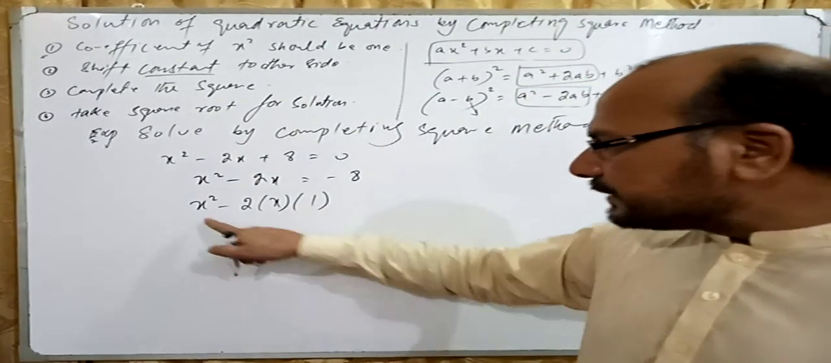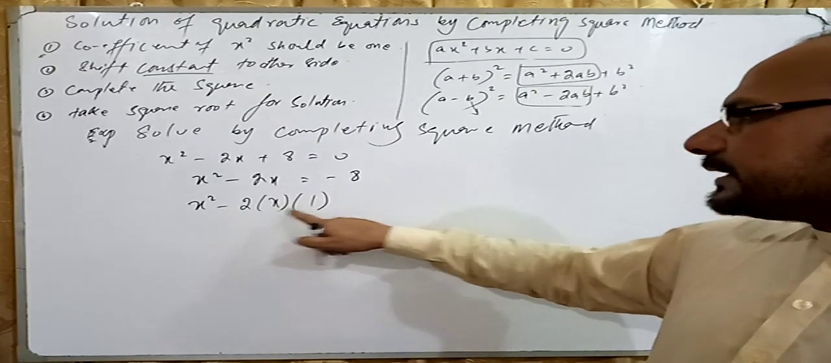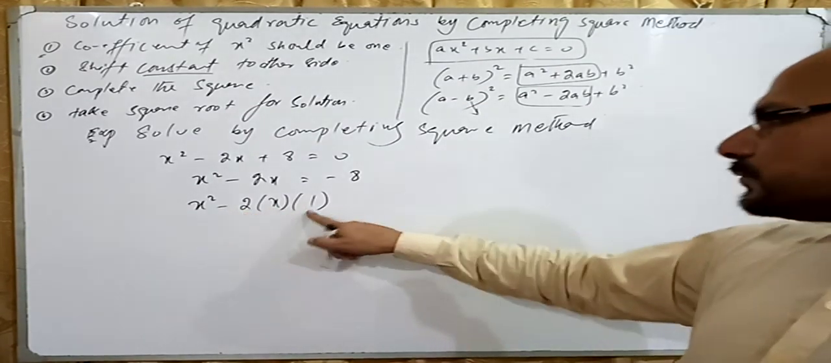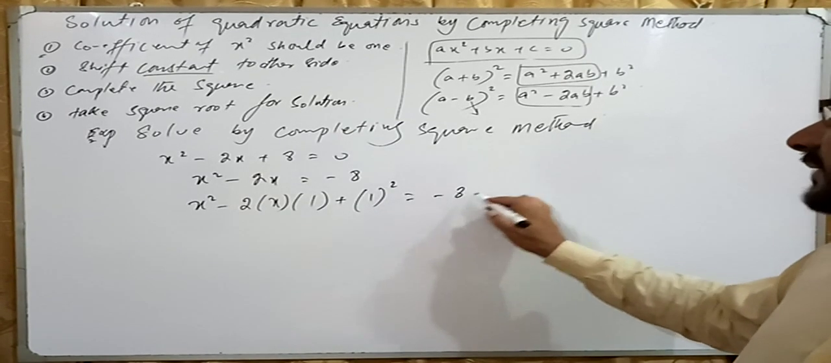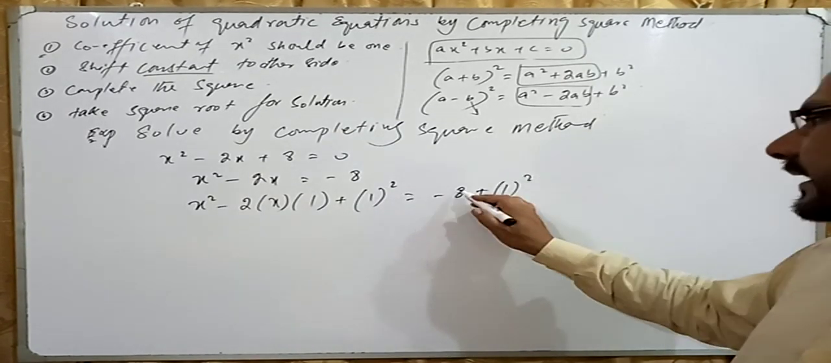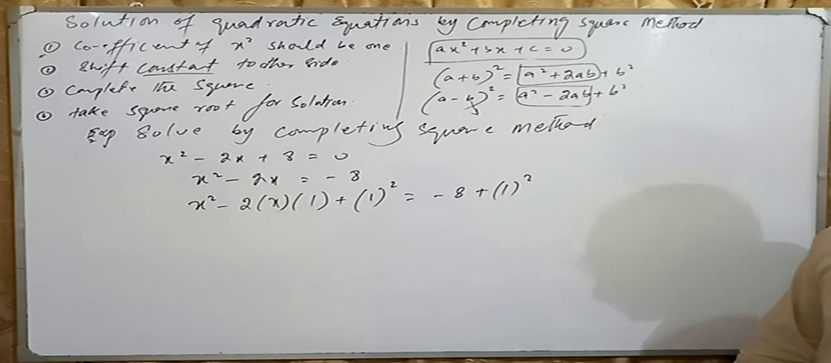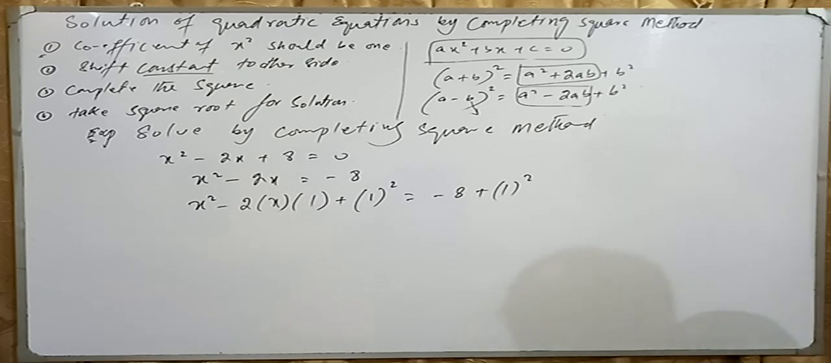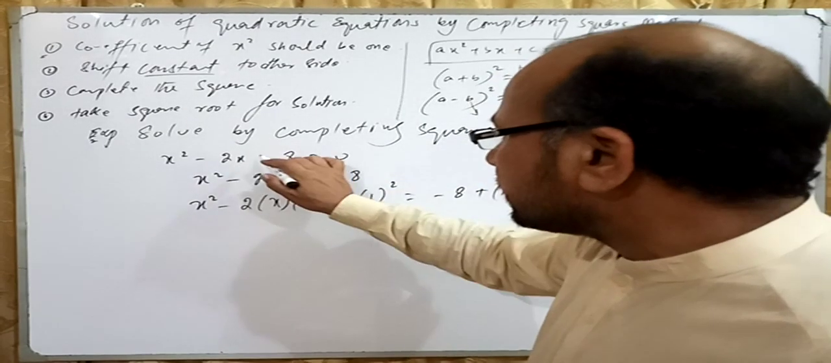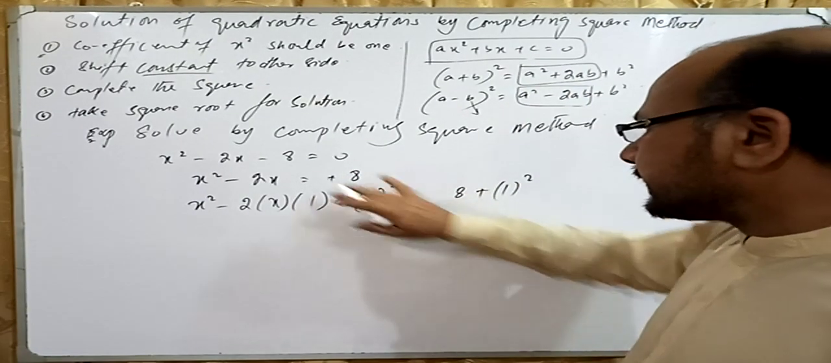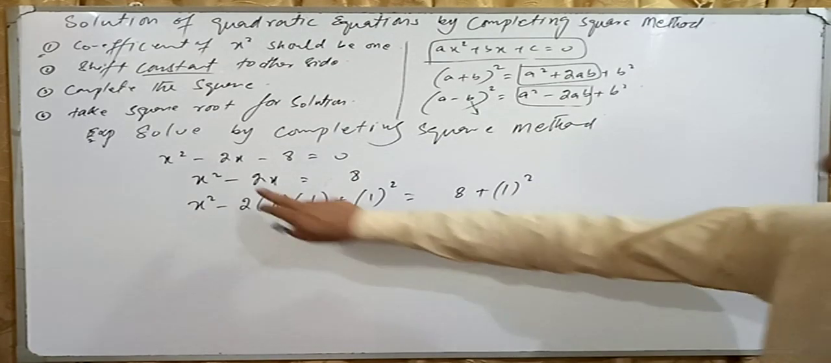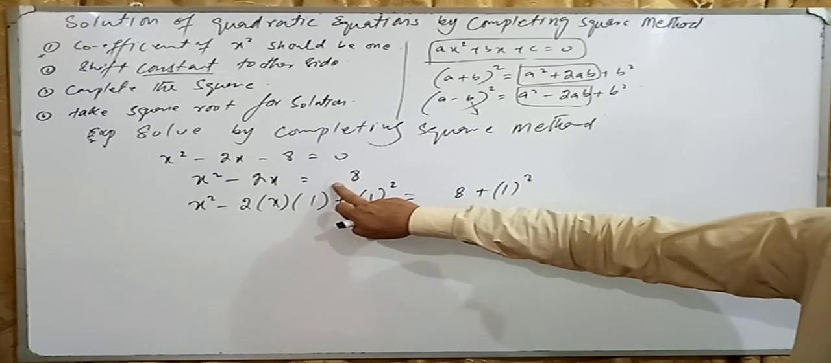Now after recognizing b, x square minus 2x into 1, then add 1 square here and 1 square here also, to complete the square. Now this is minus, sorry, this is minus. When you shift it, it will become plus 8. This is plus 8, not minus. Shift the constant to the other side, so it will become plus 8.